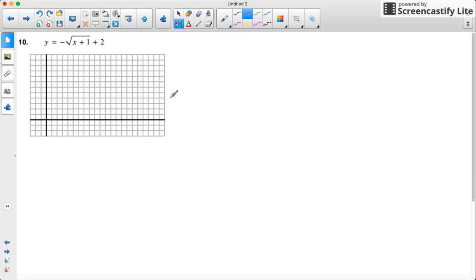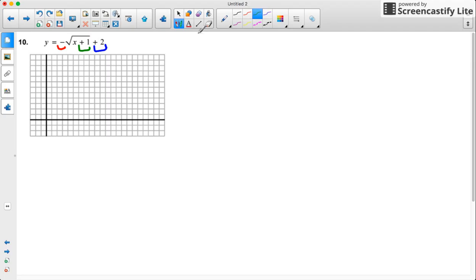Hey everybody, in this video we're going to graph this square root function, y equals the negative square root of x plus 1 plus 2. So we've got a lot going on here. Right away as I'm looking at this, I'm seeing a couple of key transformations. I'm seeing something with this negative, something with this plus 1, something with this plus 2.